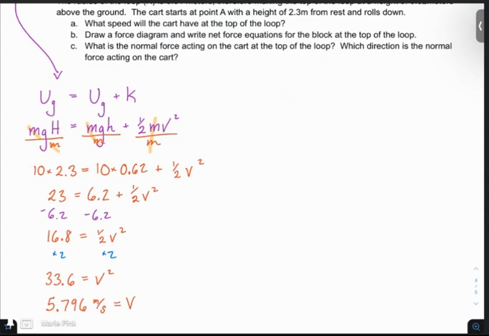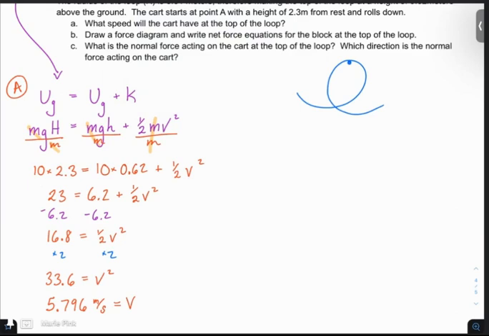All right. Then it says draw a force diagram and write the net force equations for the block at the top of the loop. Well, at the top of the loop, I know that it's going to be going really fast. So it's not going a minimum speed at the top of this loop. I know it's not a perfect circle. Just go with it.